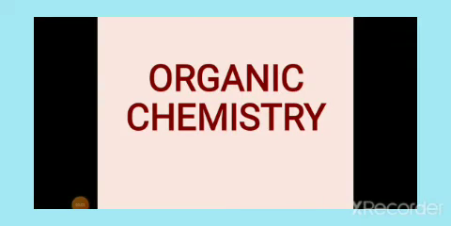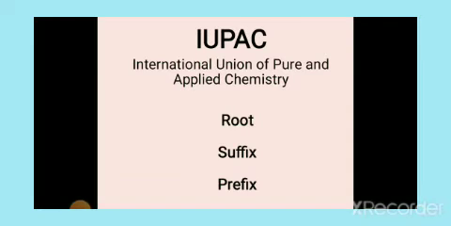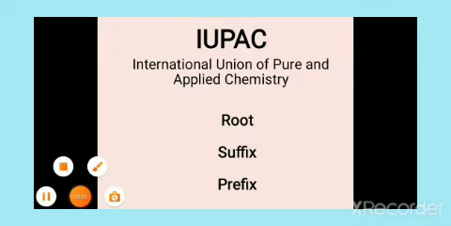So today our basic topic is organic chemistry, the IUPAC names. First you need to know what IUPAC means. IUPAC full form is International Union of Pure and Applied Chemistry. And for the naming of compounds in the IUPAC name, you need to know three important things.